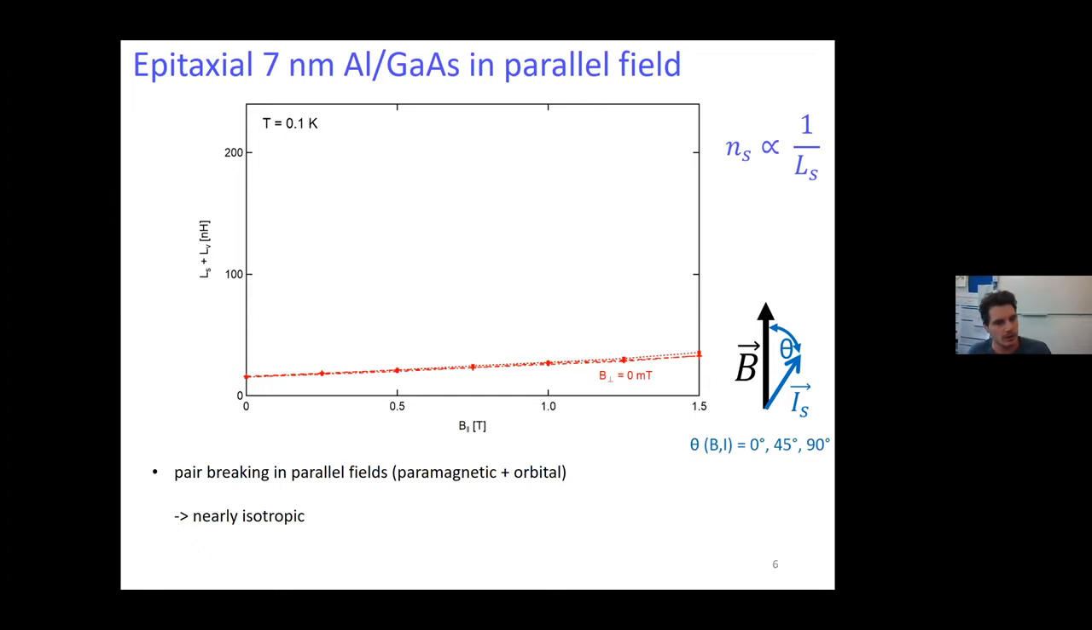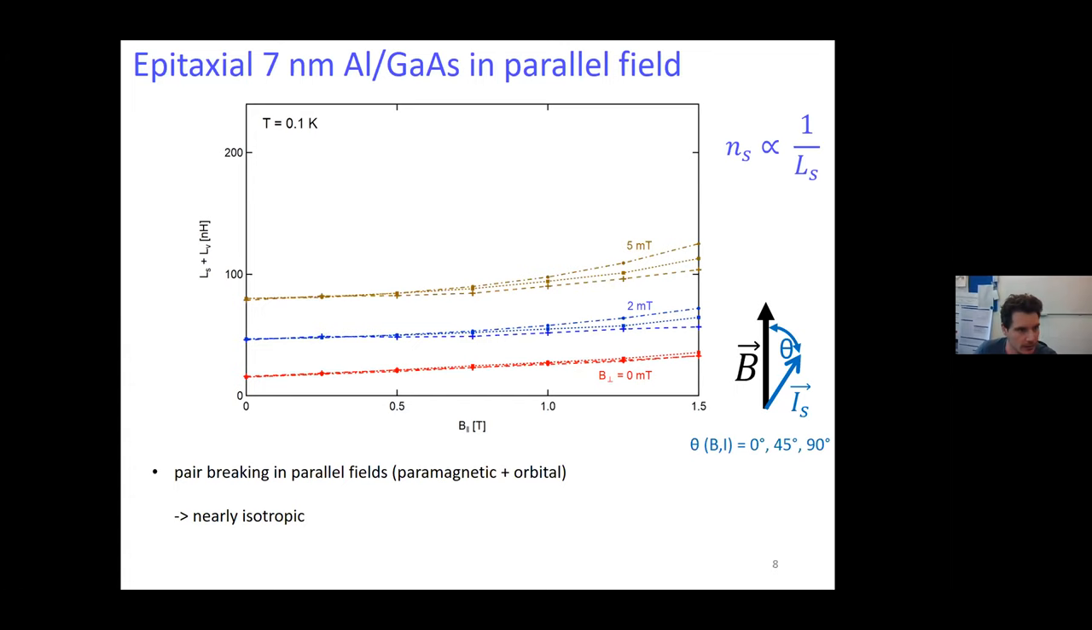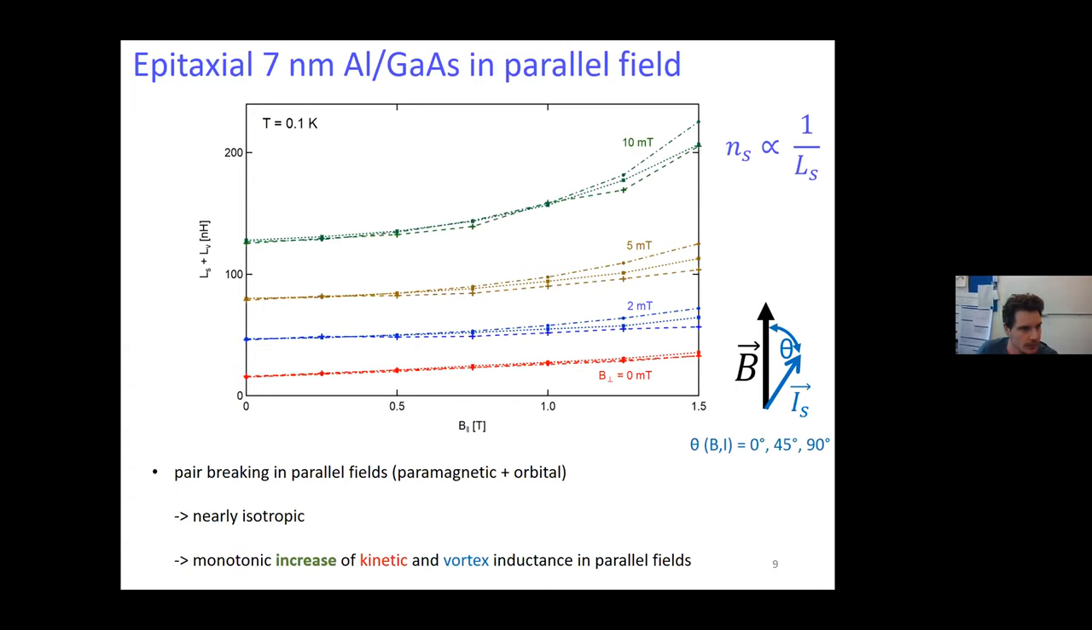Second, we wanted to know what a perpendicular field would do to the inductance. And this is what happened. We applied a very small field of 2 millitesla, and here, already at zero parallel field, this exceeded the pure kinetic inductance by far at high fields. Additionally, we applied a parallel field and we still saw a monotonic increase. We then increased the perpendicular field further and further, and we saw that the vortex inductance increases, but the overall shape stayed the same. So we have a monotonic increase of kinetic and vortex inductance. So the question is, where does this large inductance come from?